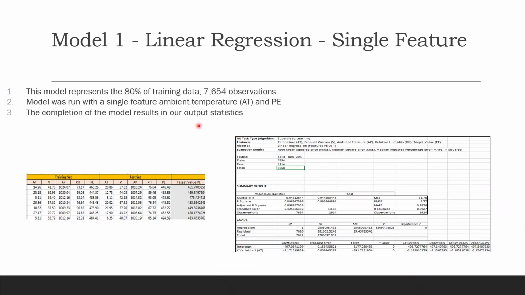The first model, linear regression for a single feature, we're using that 80% model for the training data. For my feature, I chose ambient temperature to evaluate. And so we can see here, when I ran the regression model, I get an output of regression statistics, as well as the intercept value coefficient, which is the target value PE, and then our X variable, which is our feature, ambient temperature, that we ran.